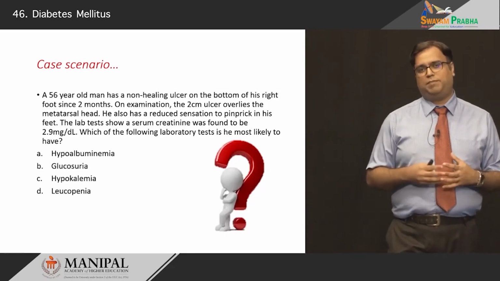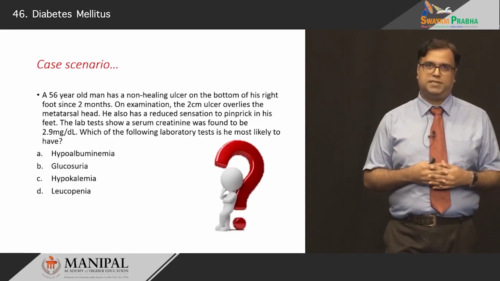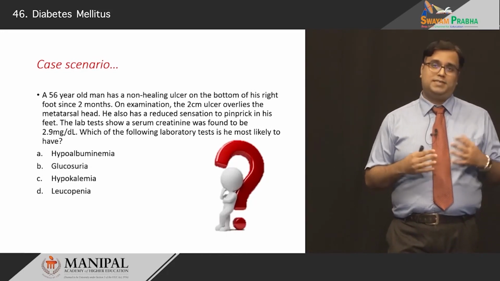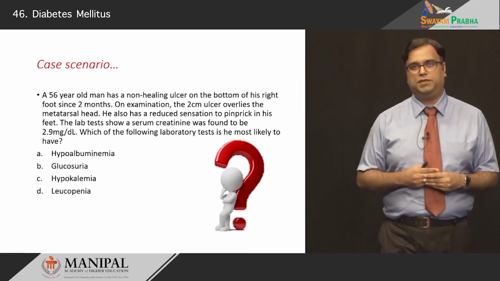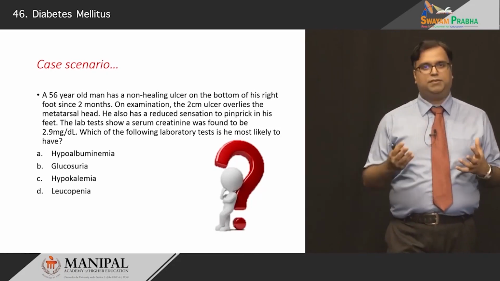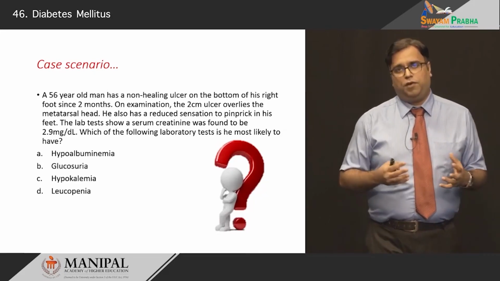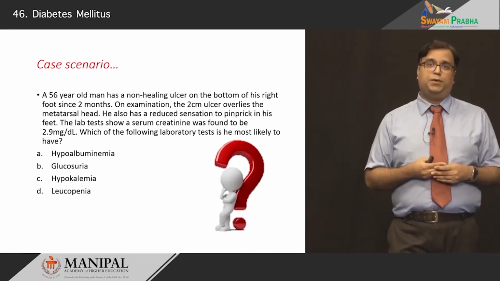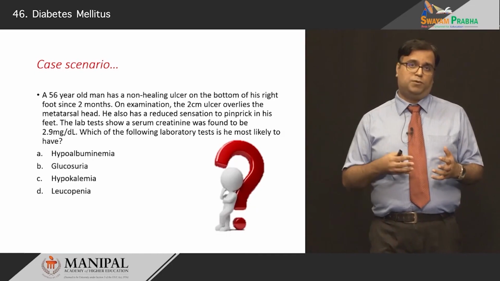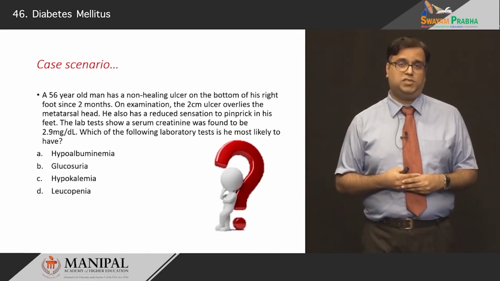The lab test showed a mild derangement in the creatinine function, which is around 2.9. Now this is almost twice the upper limit of normal. That means it is increased and we are possibly dealing with some renal disorder. Which of the following tests, given below as your options, would be most likely to be found in this patient?